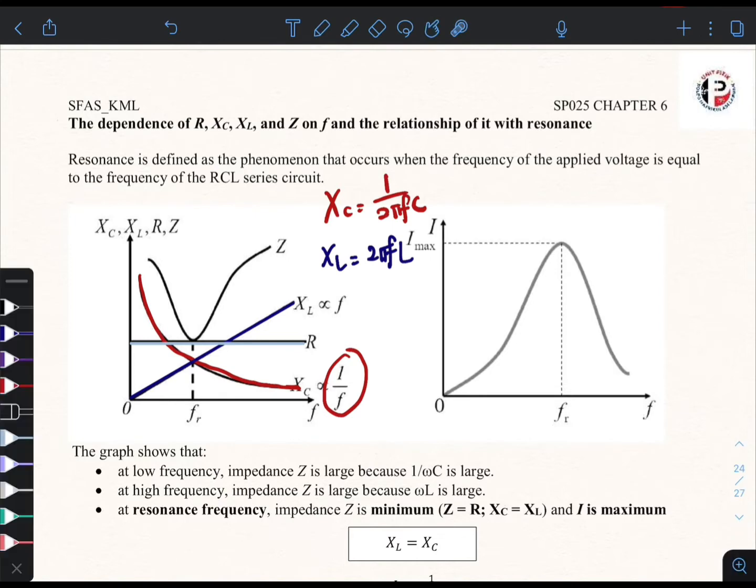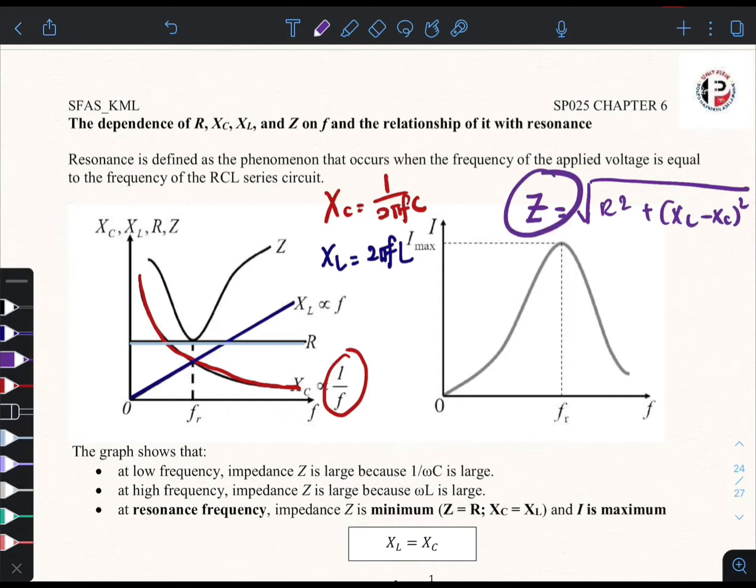So when you combine all these three, iaitu the resistance, the inductive reactance dan juga capacitive reactance, kita akan dapat impedance. Betul? Because when you have a combination of circuit, total opposition kita becomes impedance, where Z is the square root of R square plus (XL minus XC) square. So kita punya total opposition akan berlaku melalui this impedance.